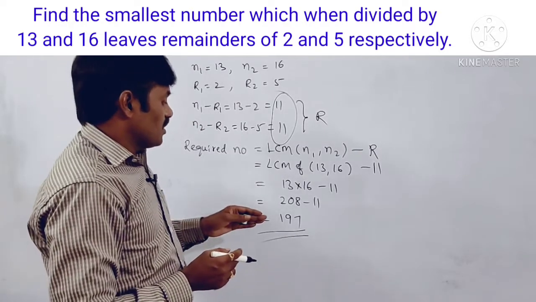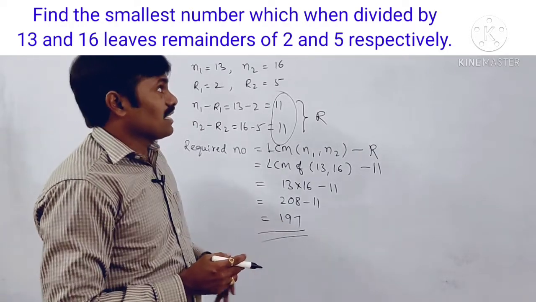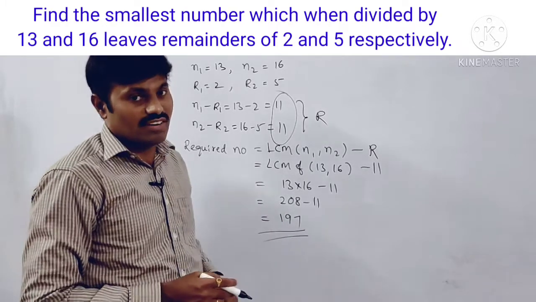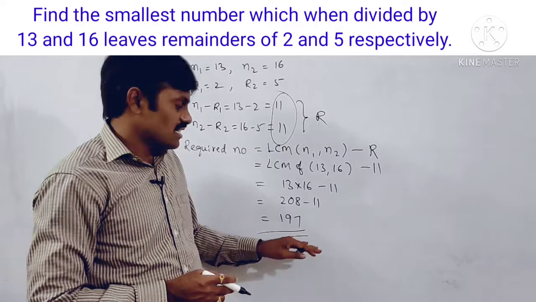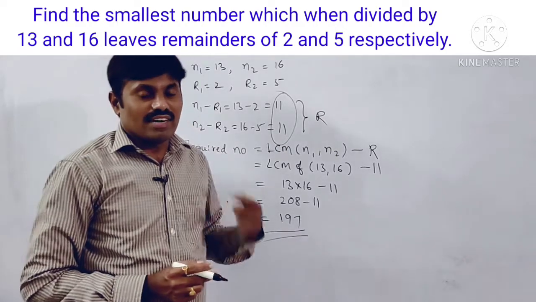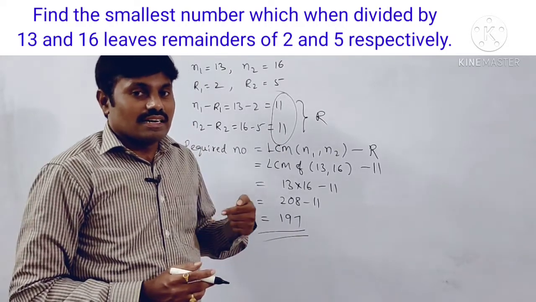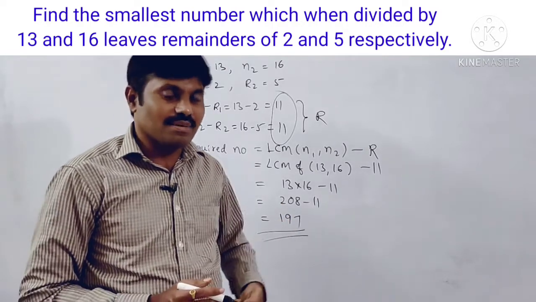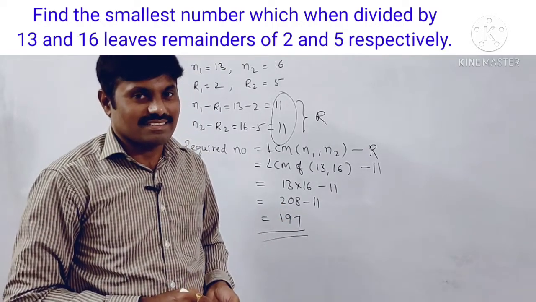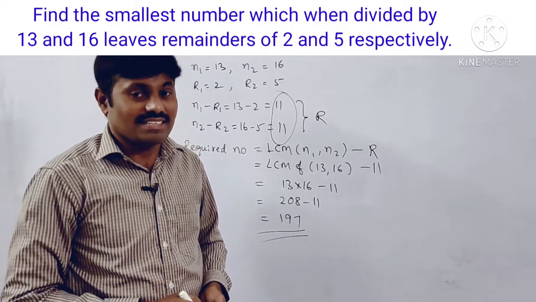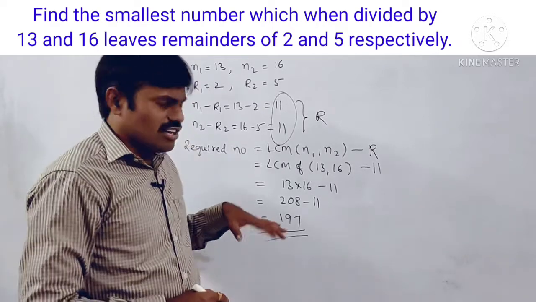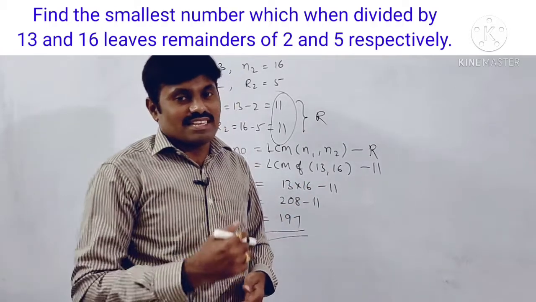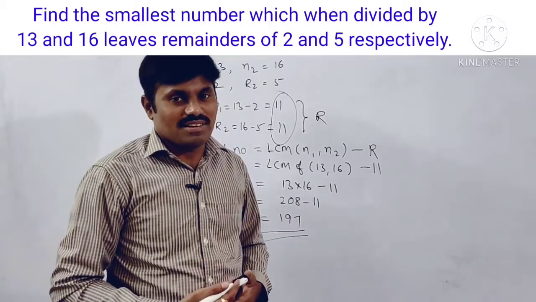That means if you divide 197 by 13 and 16, it leaves the remainders 2 and 5 respectively. So this is the way to find the required number when divided by different divisors and leaving different remainders in each case. It is easy or not? Very easy, and we can solve many problems based on this technique. Let us discuss a few more problems on this concept.